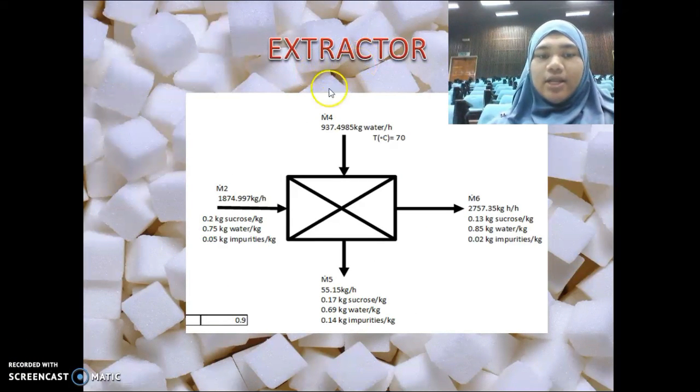Okay, next is the extractor unit. We have 4 streams. M.2 comes out from the slicer unit, which is 1874.997 kg per hour that contains sucrose, water, and impurities. In the extractor unit, we add water at 70 Celsius, and the flow rate is 937.4985 kg water per hour. And then we have two output streams. M.6 has a flow rate of 2757.35 kg per hour that contains sucrose, water, and impurities. And for the M.5 stream, the flow rate is 55.15 kg per hour that contains sucrose, water, and impurities.